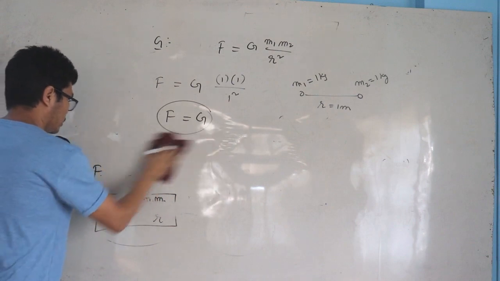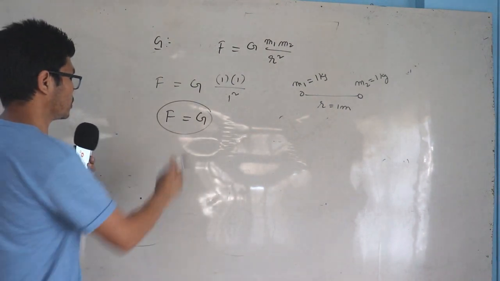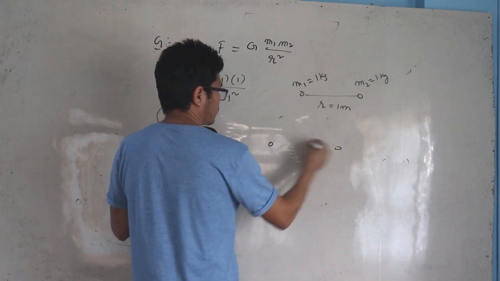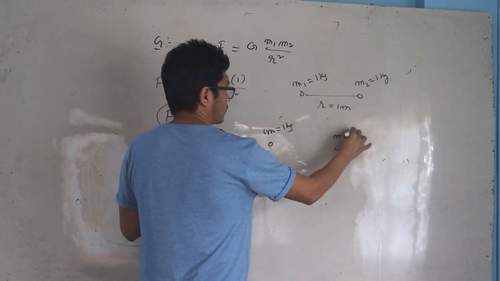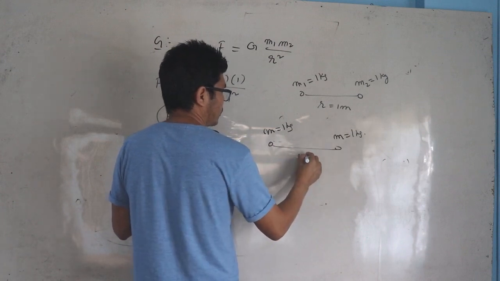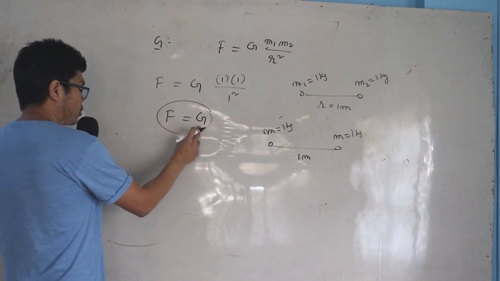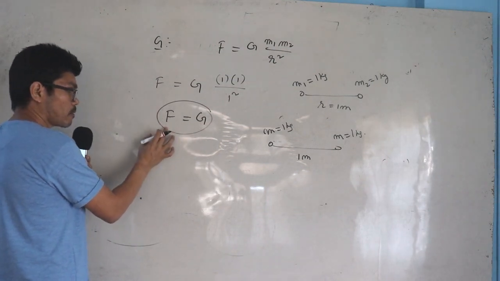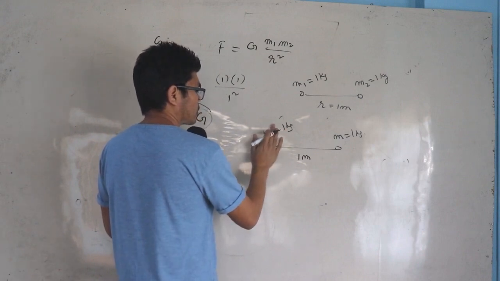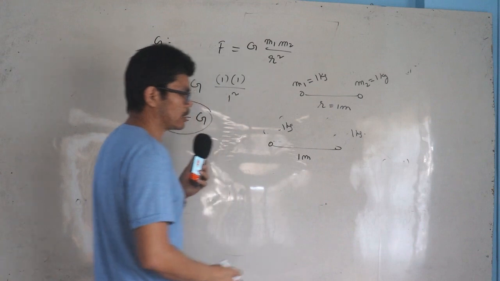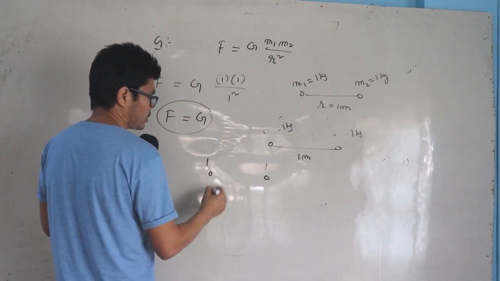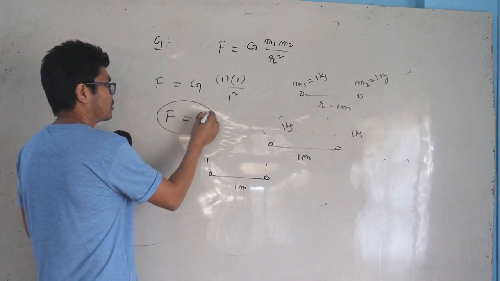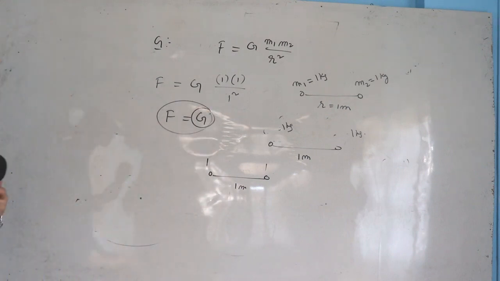Now you can say the universal gravitational constant G is defined as the force of attraction that exists between two masses, each of 1 kg, which are separated by a distance of 1 meter. I repeat one more time. The universal gravitational constant G can be defined as the force of attraction that exists between two masses, each of 1 kg, separated by a distance of 1 meter. Imagine you have two masses, 1 kg, 1 kg. Keep them 1 meter far. Then there should be a force of attraction between them. That force of attraction is defined as the universal gravitational constant. Okay, this is the definition.